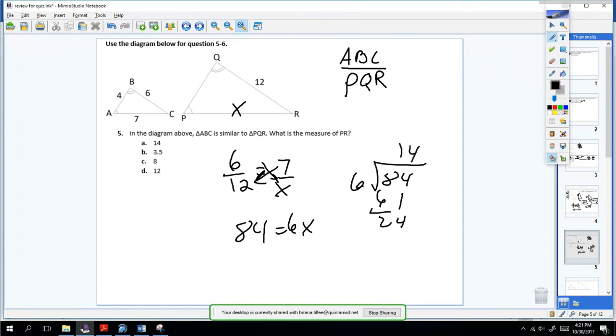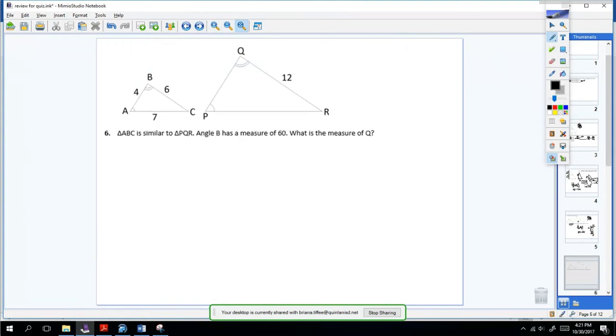So the answer should be 14, which is A. There it is. Because 6 goes into 24 4 times. Sorry for not finishing that, guys. My bad.